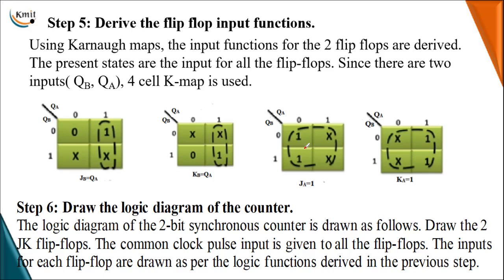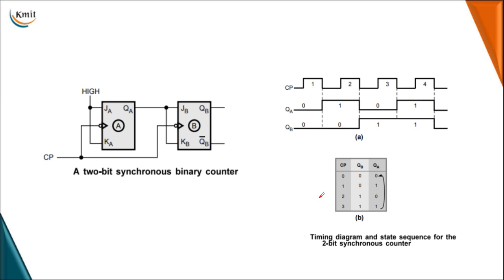For JA, to cover the two minterms I used the two don't cares, which can form a quad. Now in a two-variable K-map, if I have four minterms, the minimal function is logical one. So KA is also equal to logical one. Now using these expressions and taking two flip-flops, we can design the logic diagram of the up counter. So let me take two flip-flops: JA, KA, JB, KB, the A flip-flop and the B flip-flop.